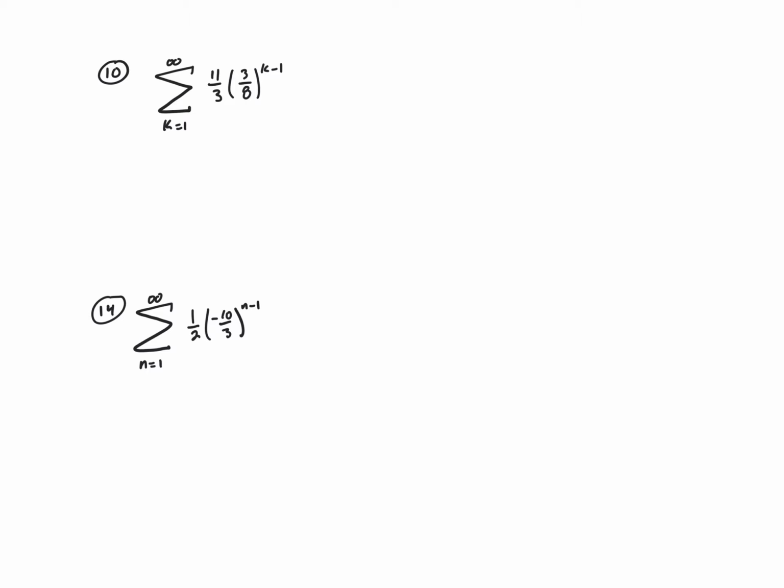So let's try one of these real quick here. Notice this is number 10, one of your homework problems. Shh, don't tell anybody I'm doing one of your homework problems for you. We're saying the sum from k equals 1 all the way up to infinity, so we're going to add all the terms, infinitely many of them.